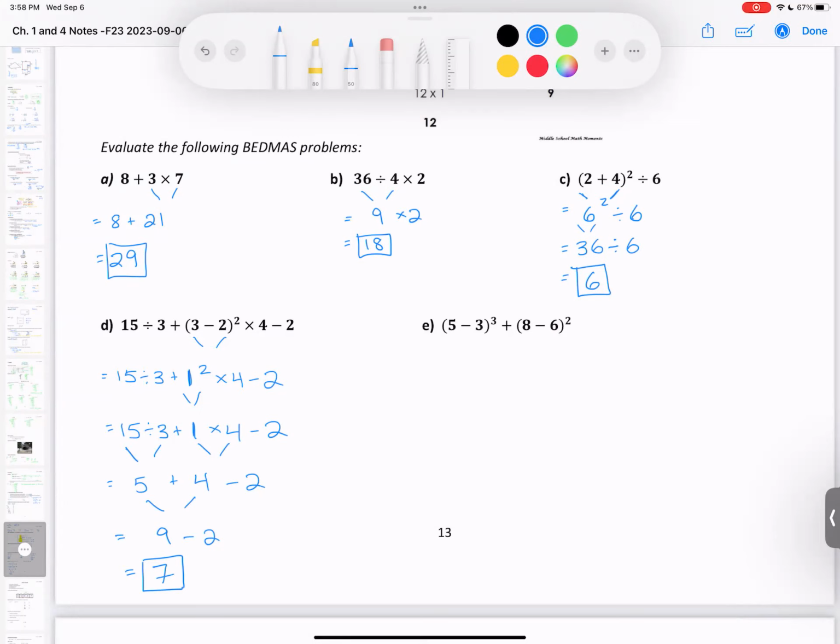Okay, so last one here. So first step is brackets. So this set of brackets is going to become a 2. And then this set of brackets here will also become a 2. Okay, now we have to deal with our E, so our exponents. 2 cubed, well, you could do it on your calculator, or you can do 2 times 2, which gives you 4, times 1 more 2 gives us 8, plus 2 squared, which is 2 times itself, so we get 4. Now we can do that addition, and we end up with 12.